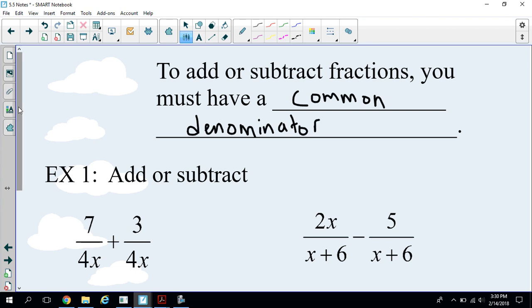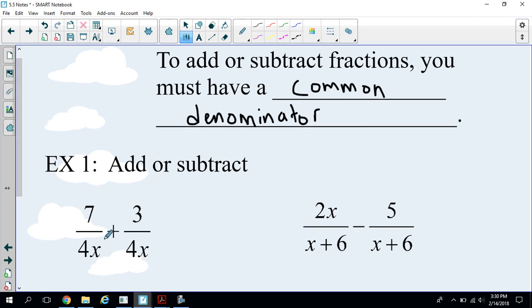So for example, if we have this example 1 here, you can tell that both of these fractions have a common denominator. Basically, the common denominator is 4x. Because they have that, we can add the numerators. So here we get 10 over 4x.